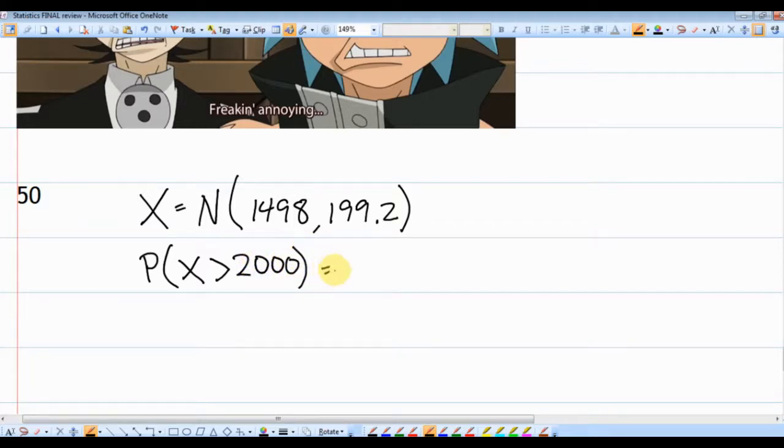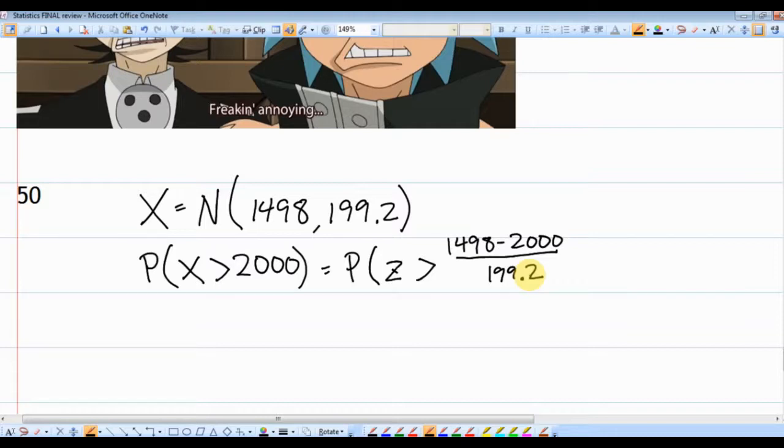Okay. This is going to be the same as the probability that a z-score is greater than, and we're going to do the transformation again. That's 1498 minus 2,000, divided by 199.2. Where'd you get 2,000 from? Because that's the number they're asking about, yeah.